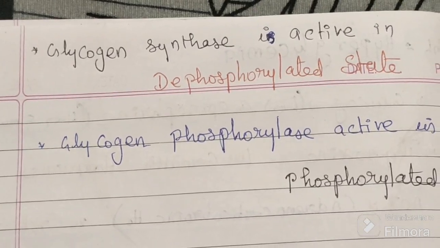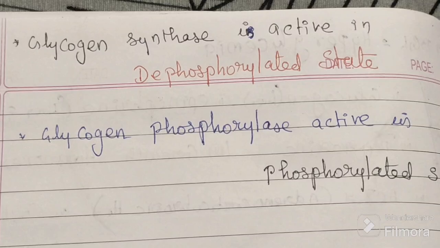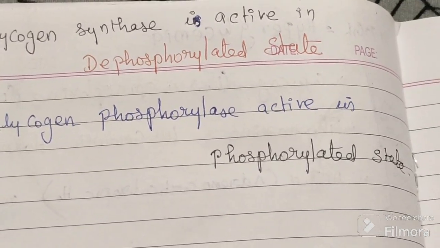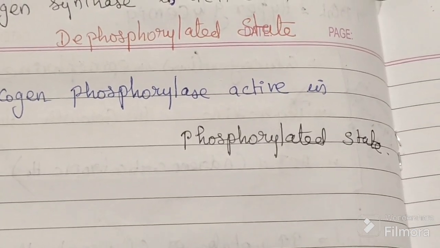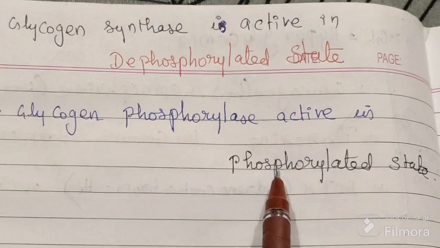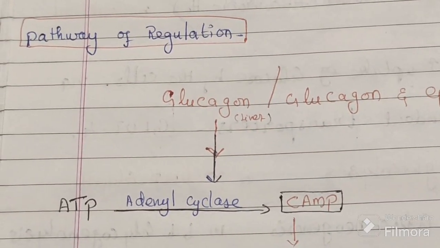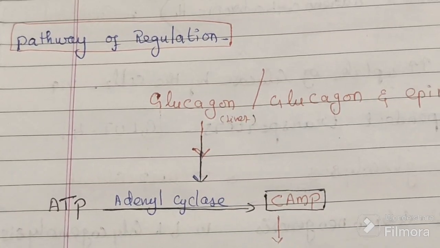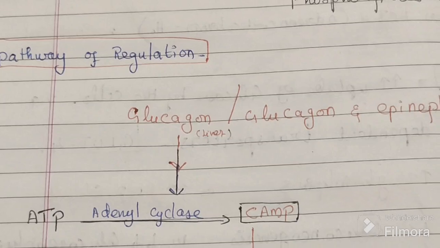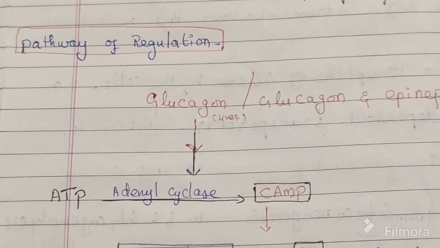So glycogen synthetase is active in the dephosphorylated state. Then glycogen phosphorylase is active in the phosphorylated state, as the name indicates. Insulin favors a decrease in blood glucose level. Glucagon favors an increase in blood glucose level. Now coming to the pathway of regulation.